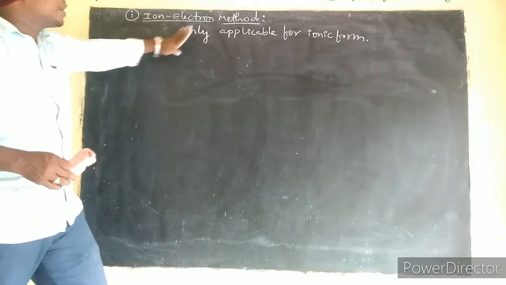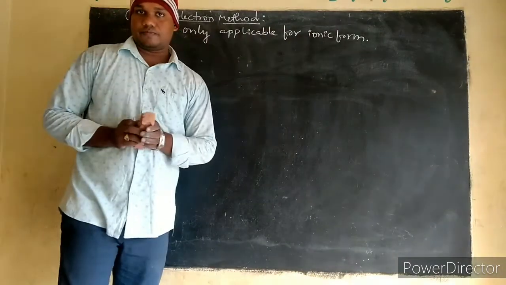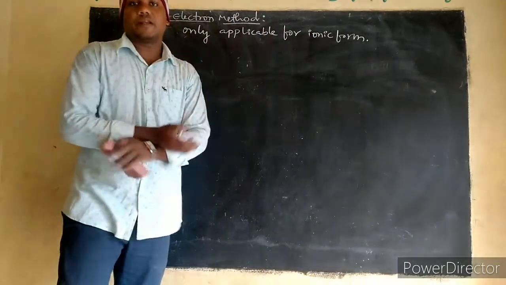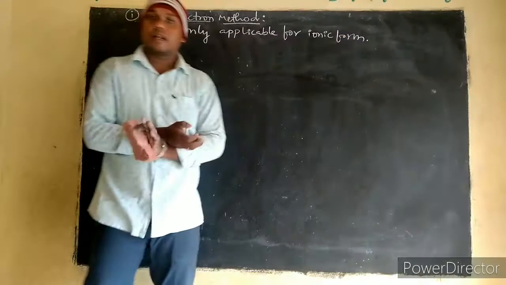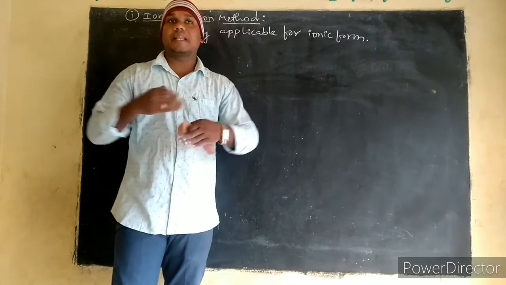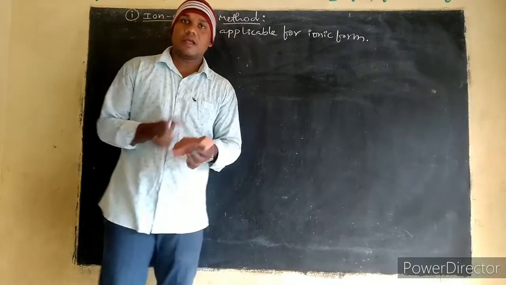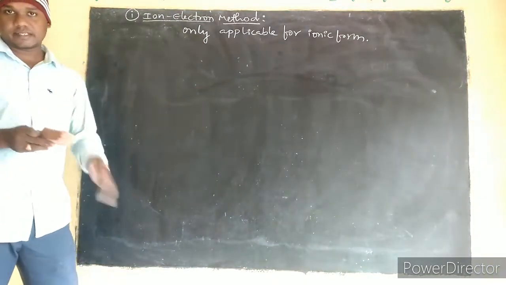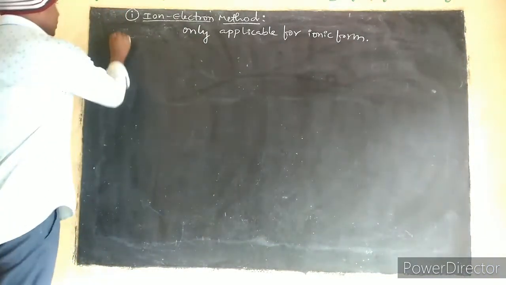This method is only applicable for ionic form. Now, rules for the ion electron method. How we can balance this reaction based on these rules. Correct? Now, first one, rules.